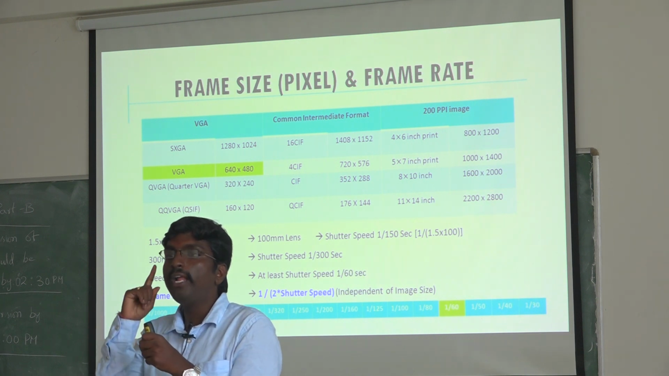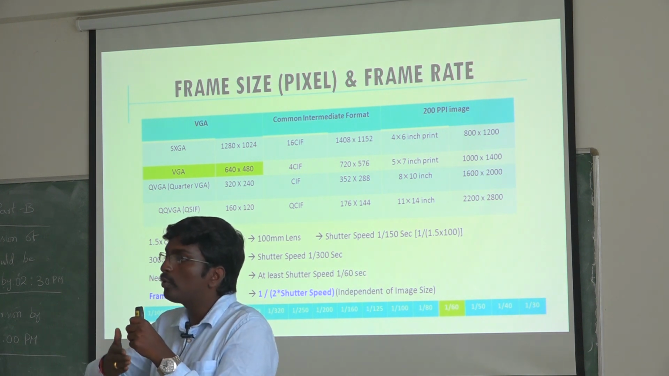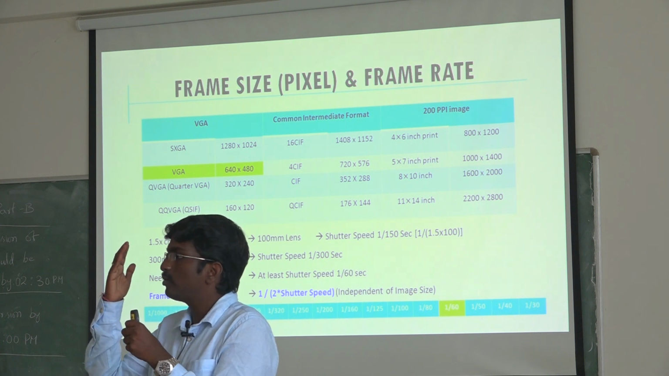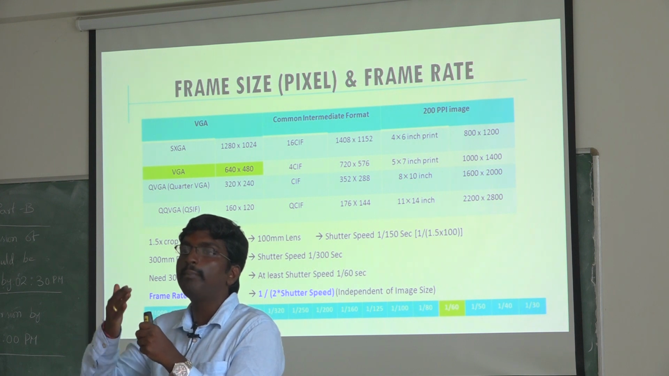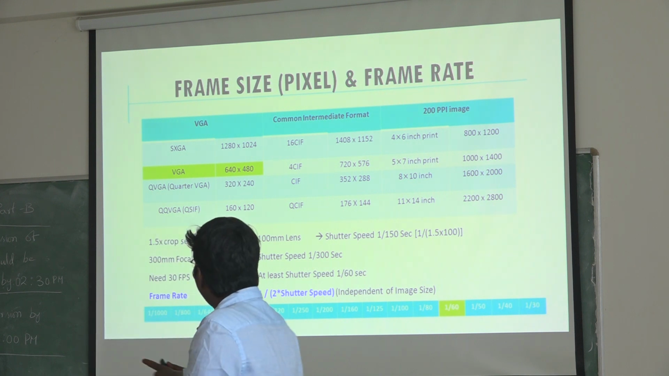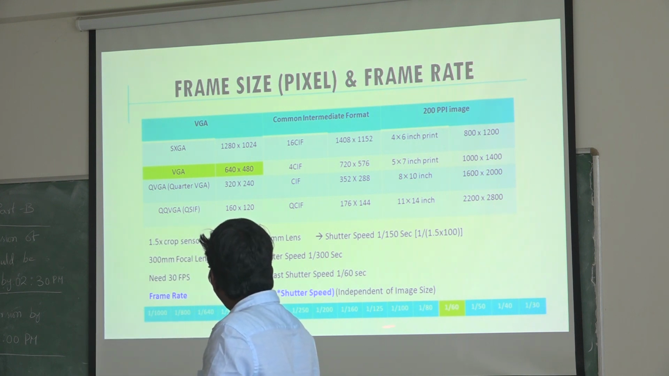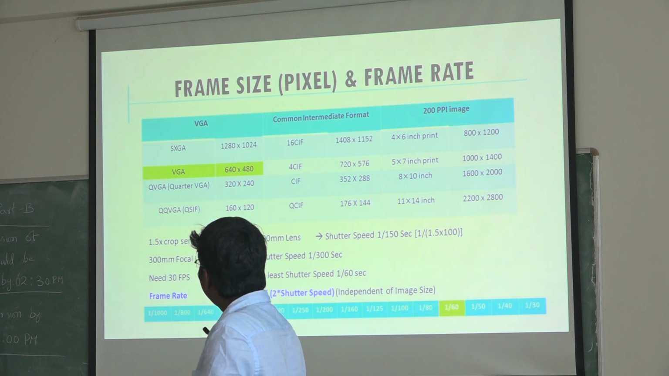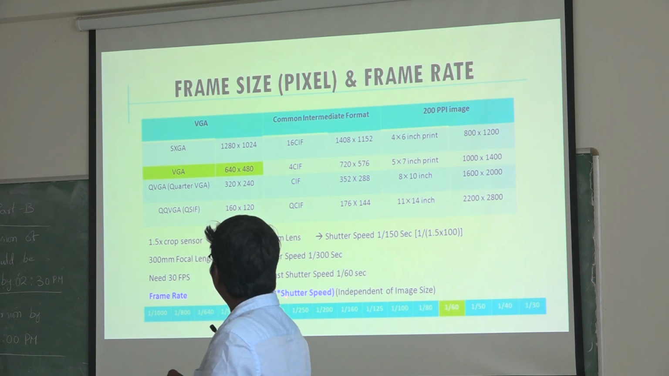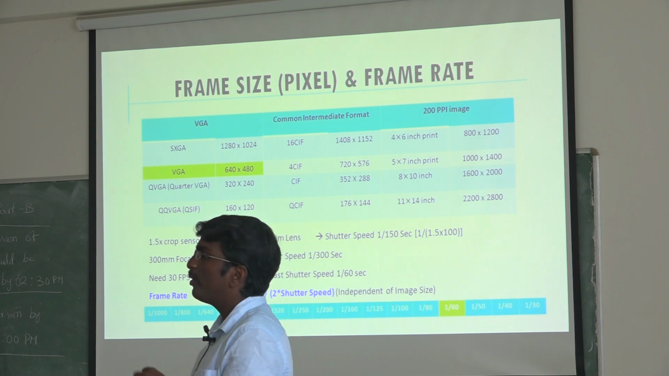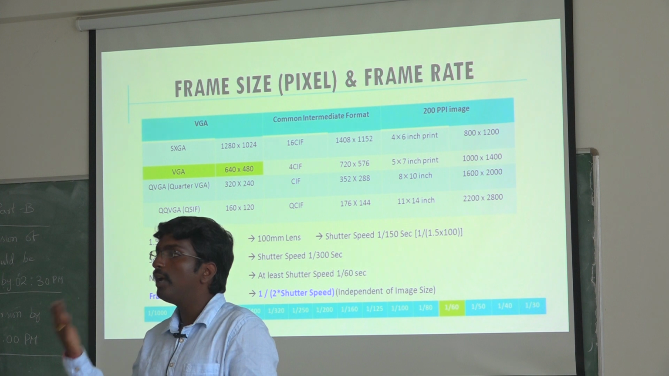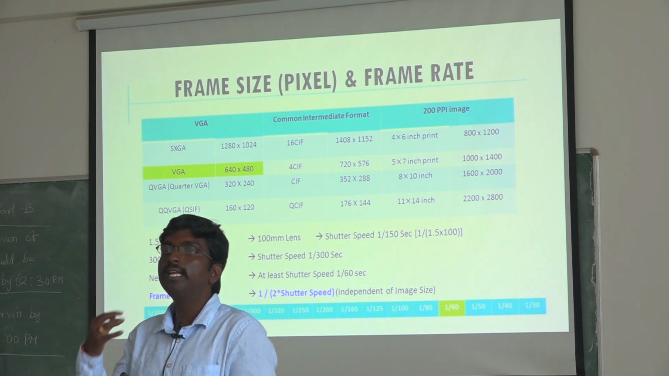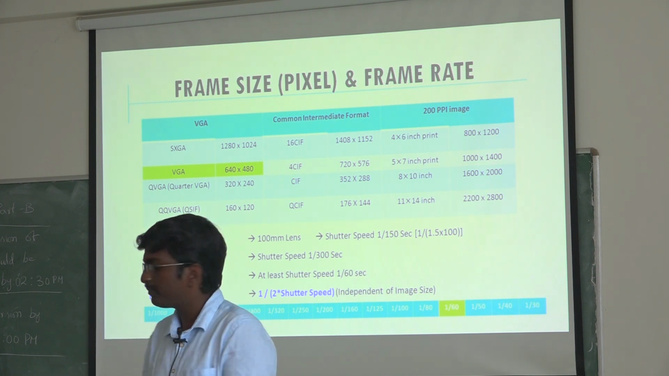To take one image, my shutter has to close and open once. If I want to take two images, it has to close and open two times. Two times the sampling should happen. The frame rate is mentioned as 1/2 into the shutter speed, so it's half of it. If I'm opening and closing the shutter 60 times, I can take 30 frames. That is the only thing.